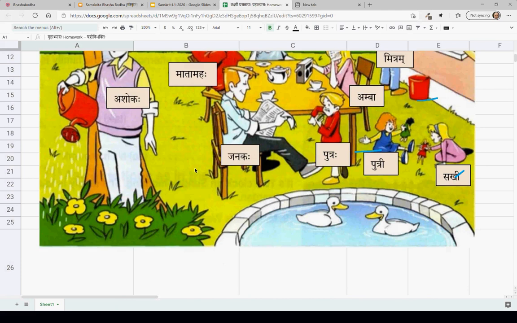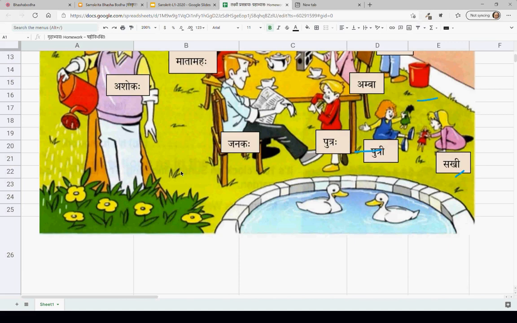What is missing here? Bakaha is missing here. I missed it. This is Bakaha. Bakaha means this duck.